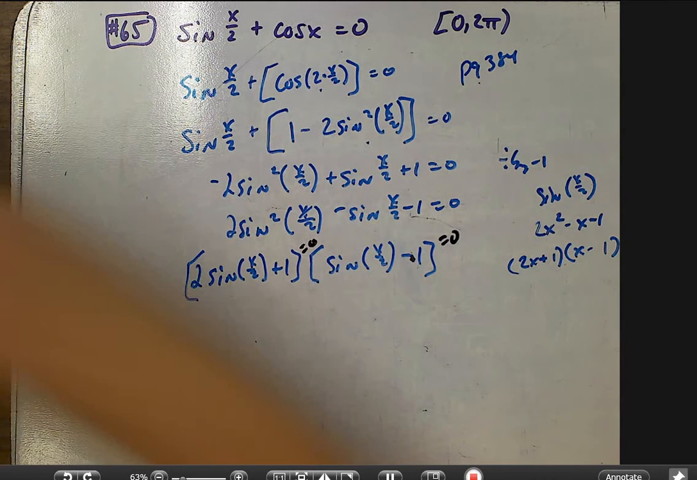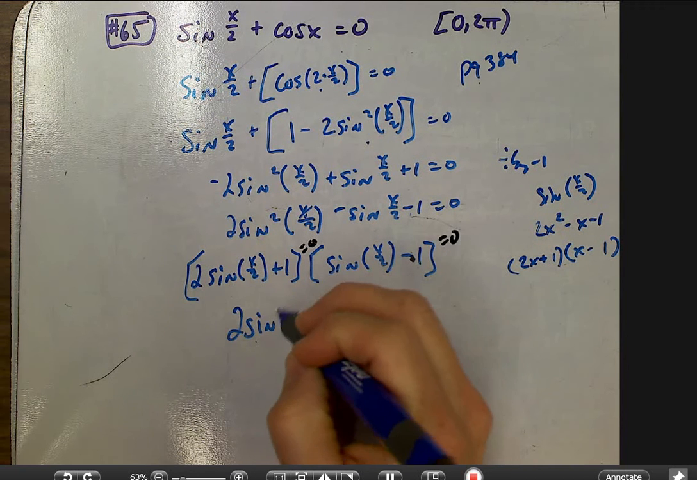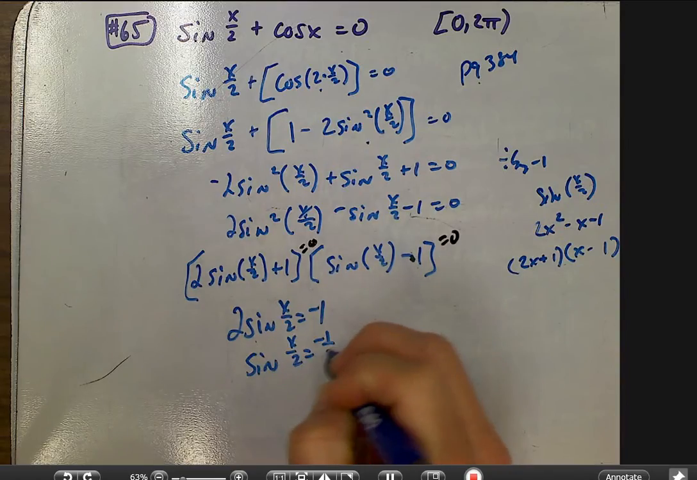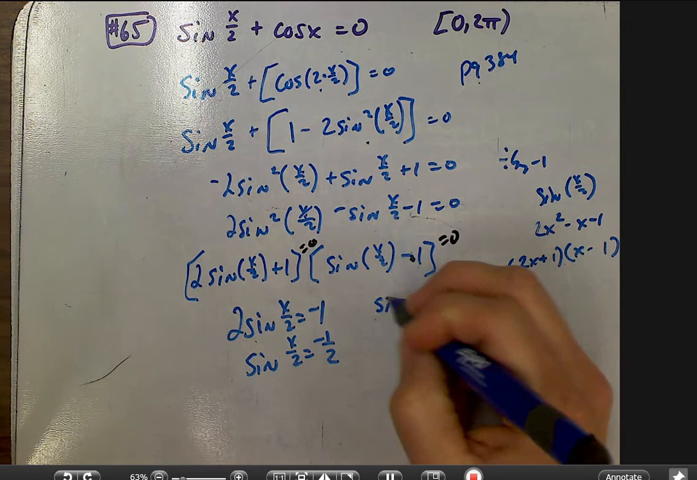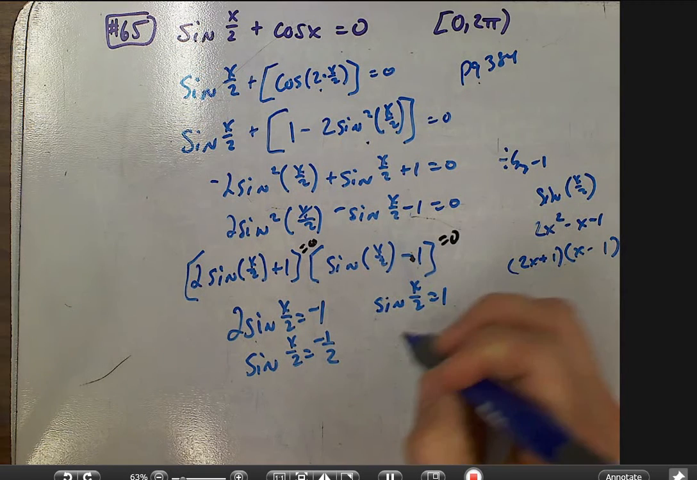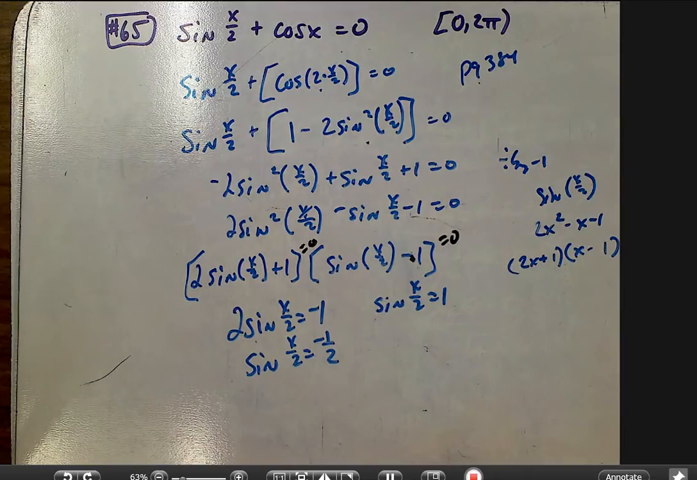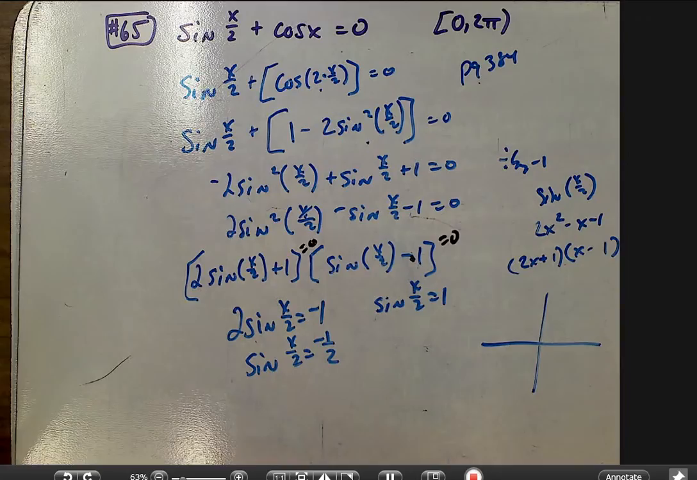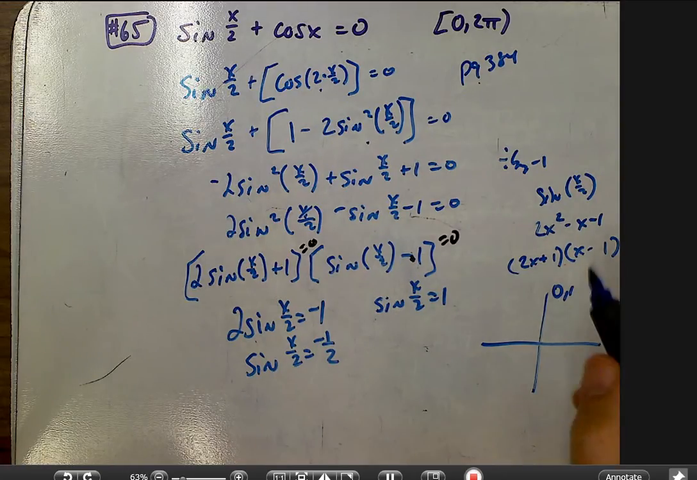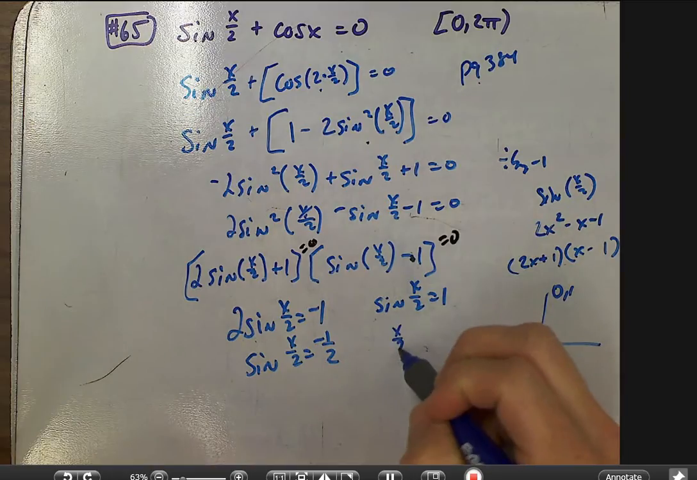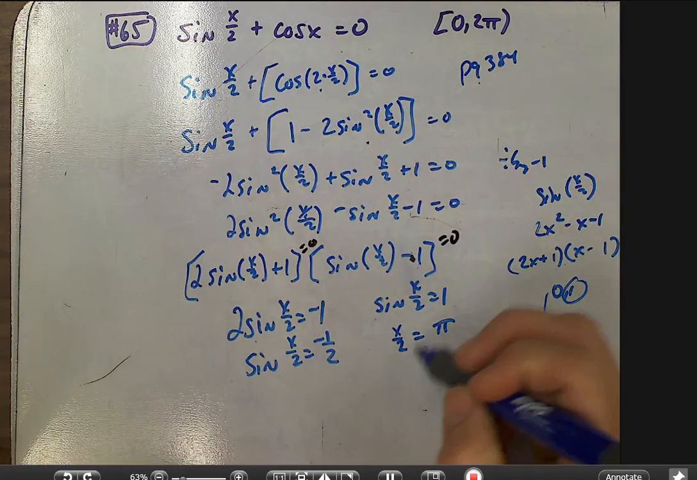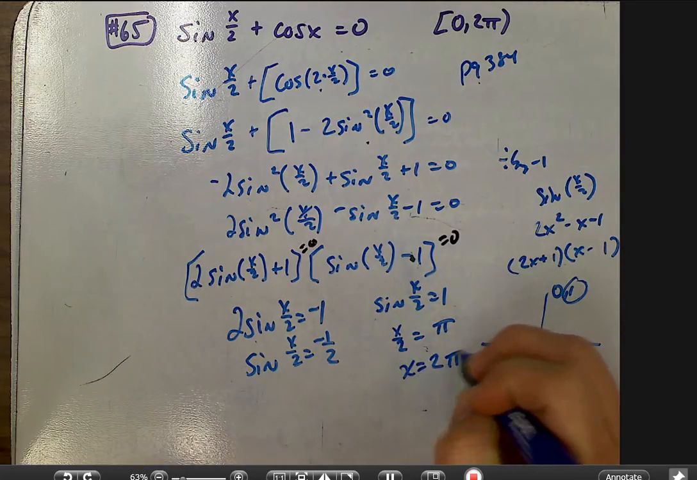Therefore, that gives me 2 sine of x over 2 equal to negative 1, so sine of x over 2 equal to negative 1/2. And sine of x over 2 equal to 1, so I added 1 to both sides. Where is the sine equal to 1? Well, sine is y, so 0 comma 1. That would be pi. So x over 2 would equal pi because sine is y, and that's where it's 1. So multiply both sides by 2, and x equals 2 pi.